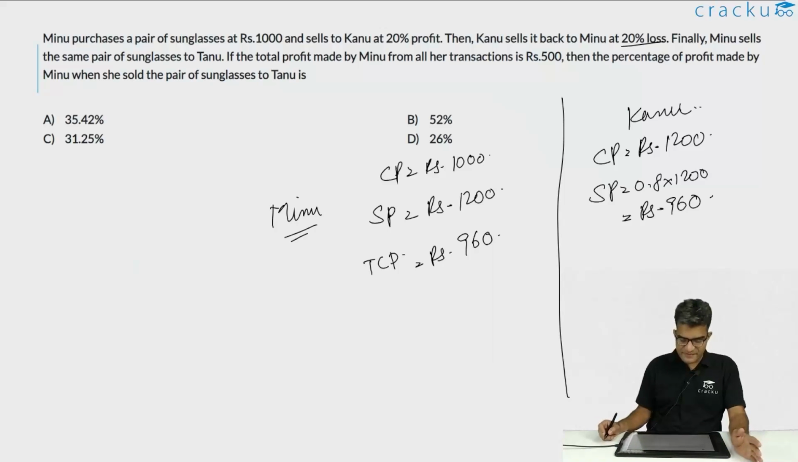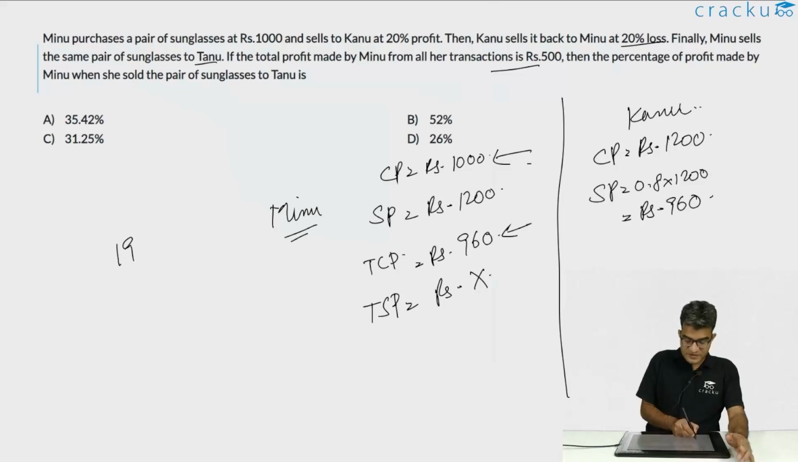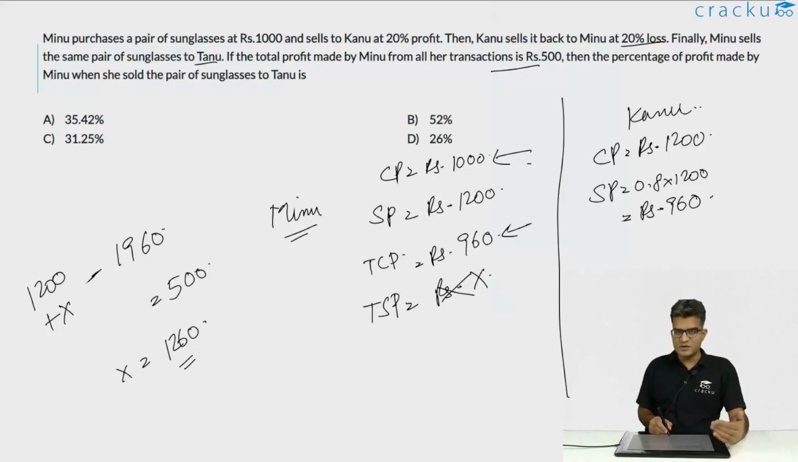Finally, Minu sells the same pair of sunglasses to Tanu. Let us assume that the second selling price is rupees X. And the total profit made by Minu from all her transactions is 500. In the two transactions, what is the total cost price? The total cost price is 1000 plus 960, which is 1960. And the total selling price is 1200 plus X. So 1200 plus X minus 1960 is equal to 500, or the value of X is 1260. So basically the price at which she sold it the second time is rupees 1260.